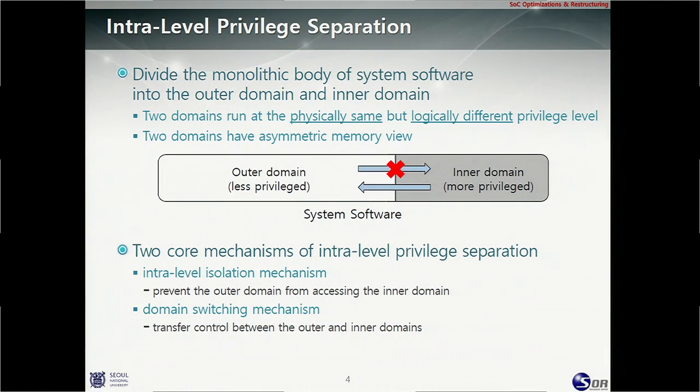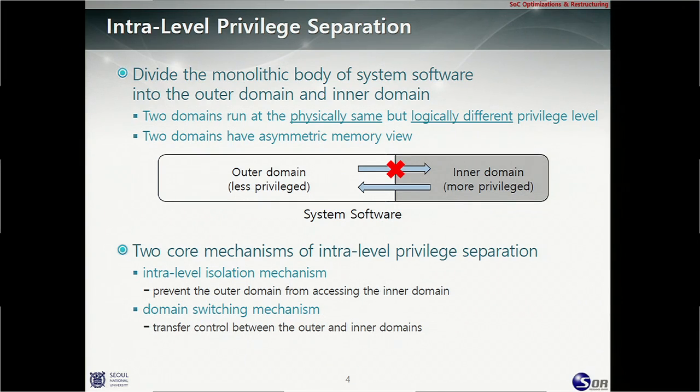This approach divides one monolithic system software into the outer domain and the inner domain. These two domains run at the same processor mode and in a single address space, but they have a logically different privilege level and asymmetric memory view. The inner domain can access the outer domain's memory region without restrictions, but not vice versa. So we can securely protect the security-critical parts of system software by placing them in the inner domain.